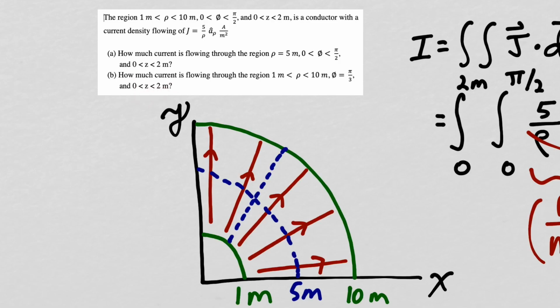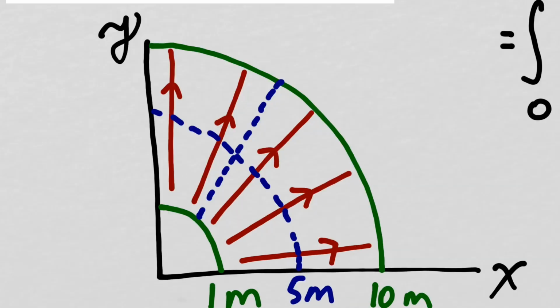So for this surface, the surface normal is in the a sub phi direction, and the current is flowing in the a sub rho direction. So no current flows through this surface.